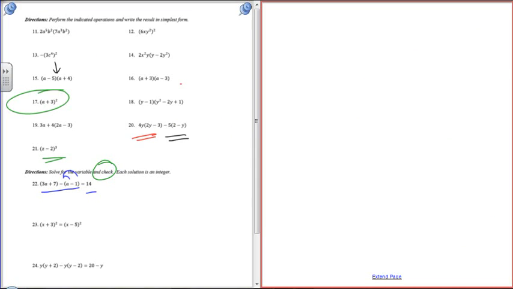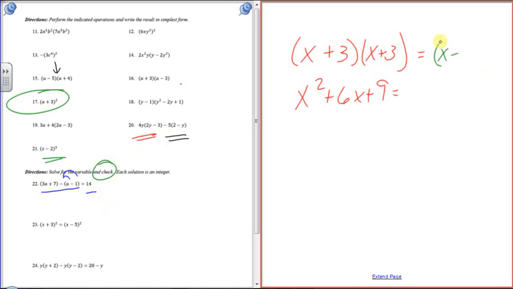Number 23. Ooh, a cleanup. Well, we've got a FOIL going on the left. X plus 3, x plus 3. I'll do these separately. That'll give me x squared. I'm going to take a shortcut here. Plus 6x plus 9 is equal to, now on the right hand side it was an x minus 5 times an x minus 5. Got another FOIL going on over there. We'd end up with an x squared minus 10x plus 25.